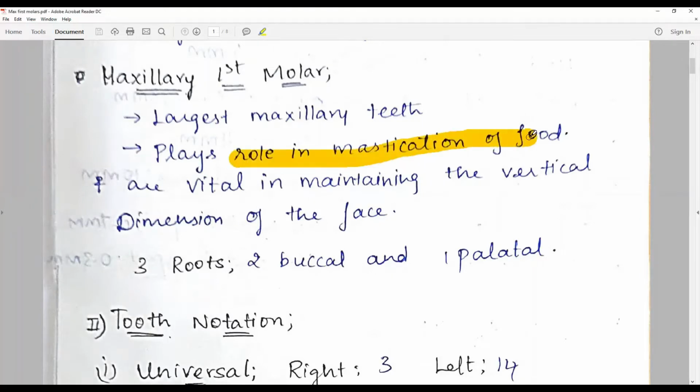It plays a vital role in mastication of food, and loss of one maxillary molar could reduce the food chewing capacity by at least 20% on that side. They are very vital in maintaining the vertical dimension of the face. Early loss of the tooth will affect the aesthetics also in that way.